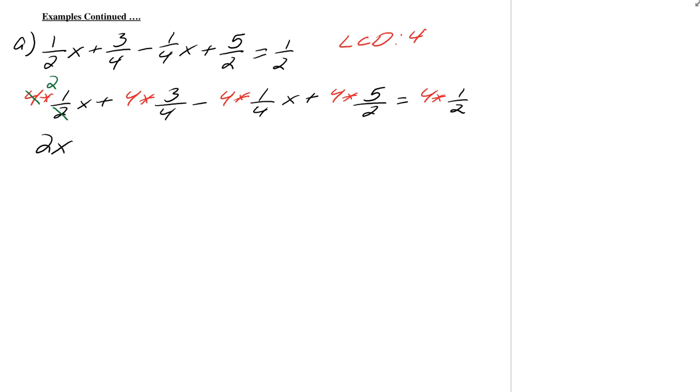Okay, moving on to the next one. How many times does 4 go into 4? 4 goes into 4 once. So this is really just going to leave me with 1 times 3. So this is going to be plus 3. Now moving on to the next part. 4 goes into 4 once, so this is just going to be 1 times 1x. So now I need to subtract off just x, or you could write 1x, whatever you want.